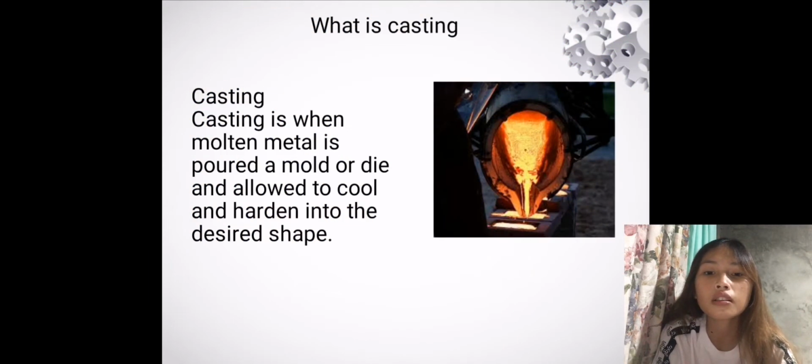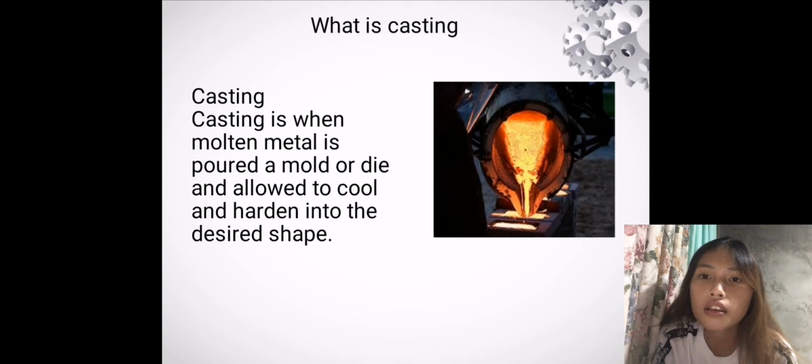So now let's proceed to casting. So what is casting? Casting is when molten metal is poured into a mold or die and allowed to cool and harden into the desired shape. The picture here is an illustration of what casting looks like.